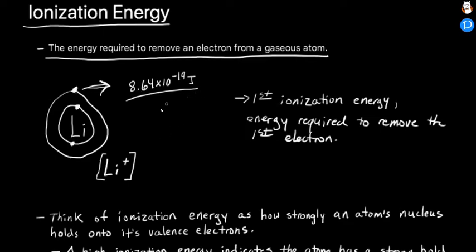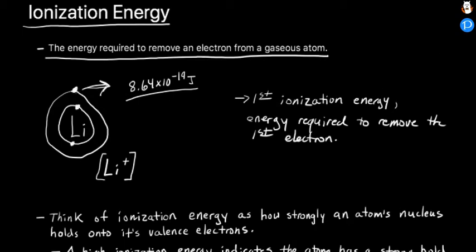And the way that we want to think about ionization energies is how strongly an atom's nucleus holds on to its valence electron. So the higher this value is, if I have a really high ionization energy, that means this nucleus is really holding on tightly to those electrons. If I have a low ionization energy, that means the nucleus is not holding on to those valence electrons as tightly, because it's easier to remove them.